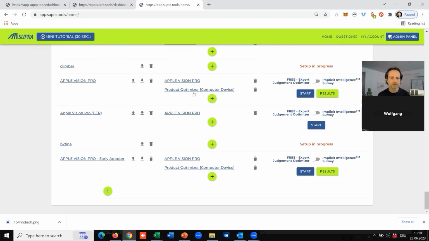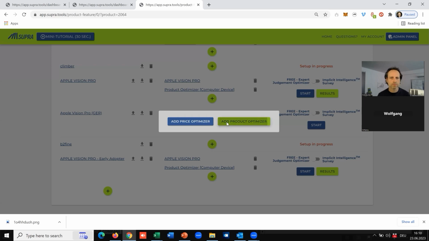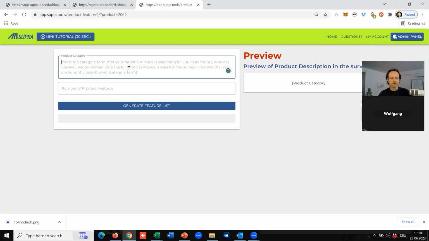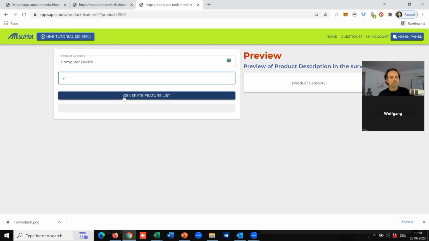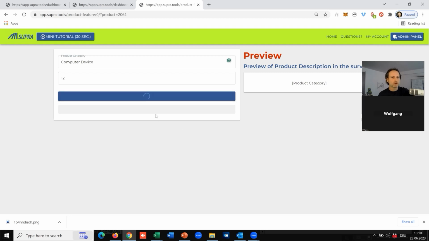The same thing is for features, right? Product features. You just push here, add product optimizer, and then basically you add what's a product category. It's a computer device, and it has this feature that it already suggests some features.